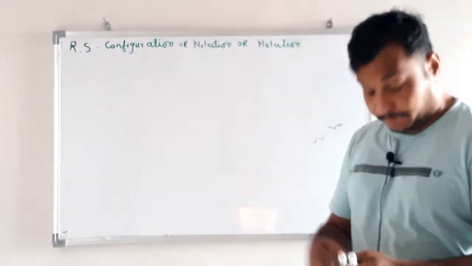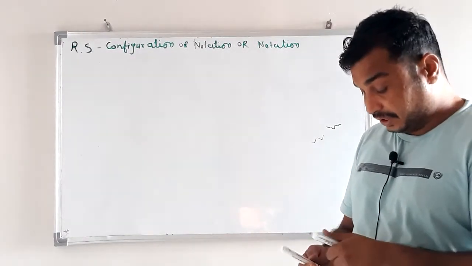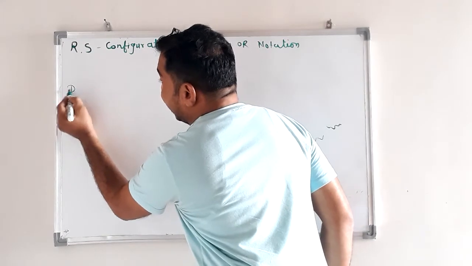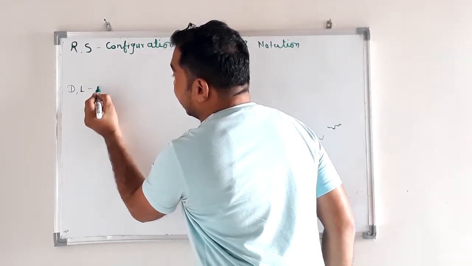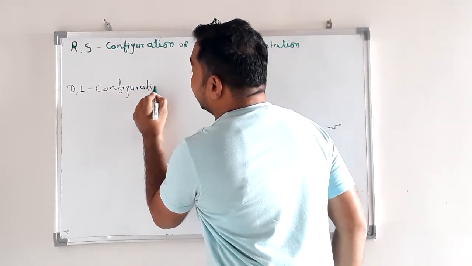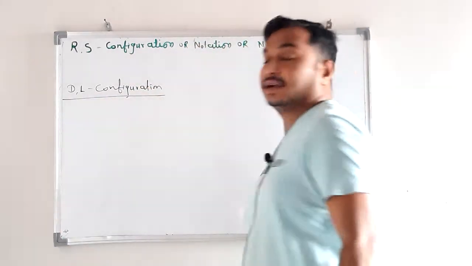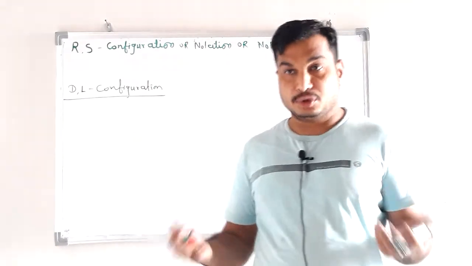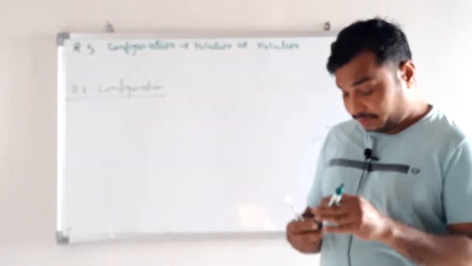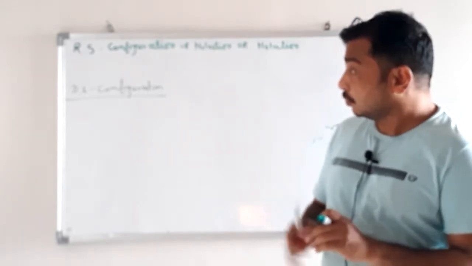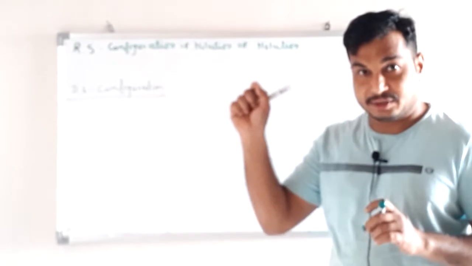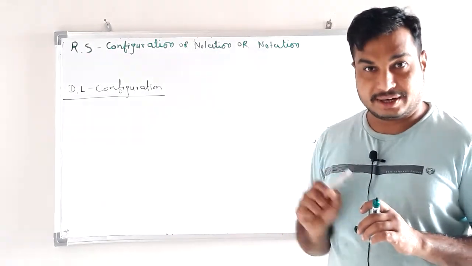Now, before Diwali, we have finished the term DL nomenclature, DL configuration that we have already taken. Consider DL nomenclature, DL notation or DL configuration. That was very simple. Now, how to give DL notation or DL configuration, DL nomenclature to an organic compound?